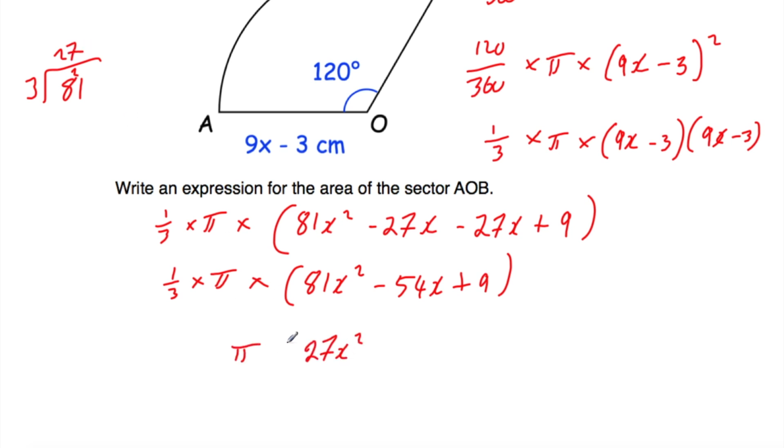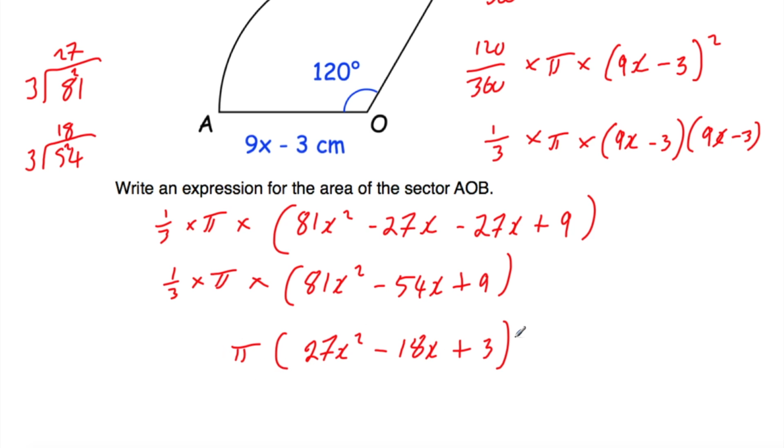I've still got to multiply by pi in the front. I'm just getting rid of this a third by dividing all these terms by 3. Then minus. Now we need to do 54x divided by 3. So 54 divided by 3. How many 3's go into 5? 1. Remainder 2. How many 3's go into 24? That's 8. So it's going to be minus 18x. And 9 divided by 3 would be 3. So plus 3, close brackets.